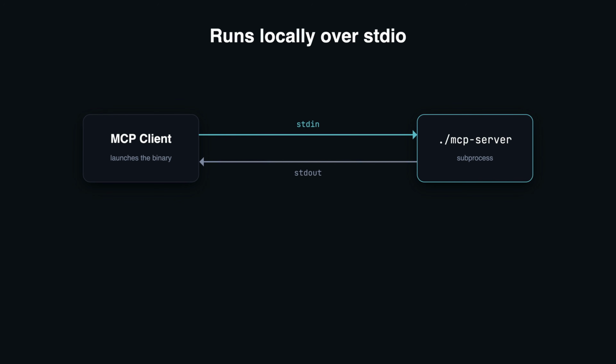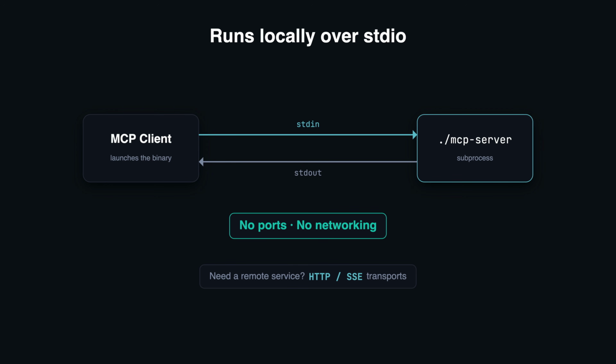That serve standard IO call is worth pausing on. Now this server runs locally over standard input and output. There's no ports, no networking. The client just launches the binary as a sub-process and talks to it over the standard in and standard out. And if you do need a remote server, the MCP-go package also supports HTTP and SSE transports.